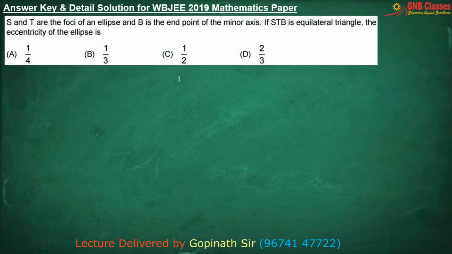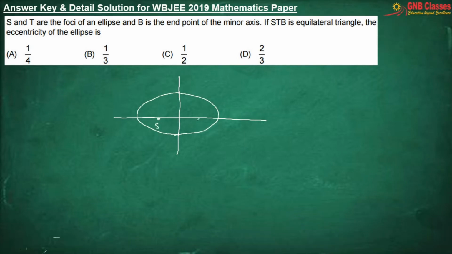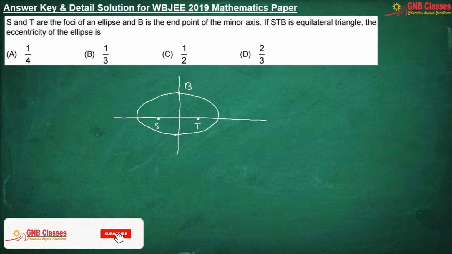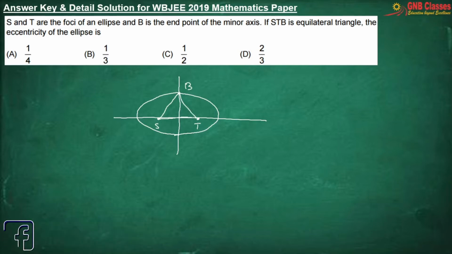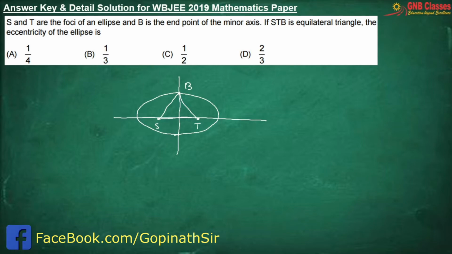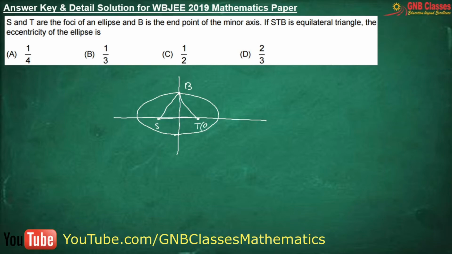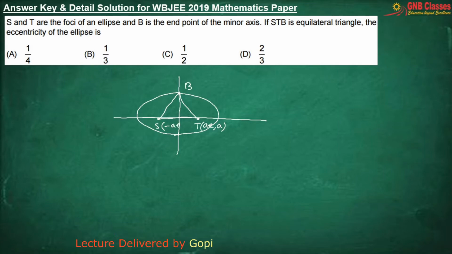Now for an ellipse, S and T are the foci. Let me draw the ellipse. Let us say this point is S and this point is T, and B is the end point of the minor axis. If STB is an equilateral triangle, this triangle is an equilateral triangle, clear? Then we have to find out the eccentricity of the ellipse. Now look at it carefully. The foci of the ellipse are AE, 0 and minus AE, 0.